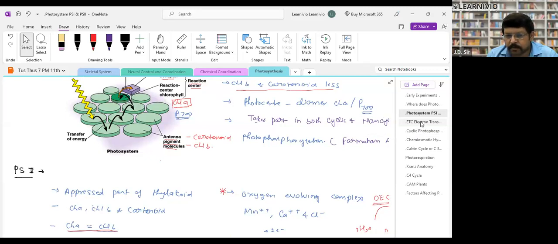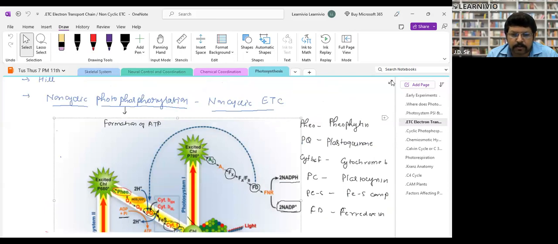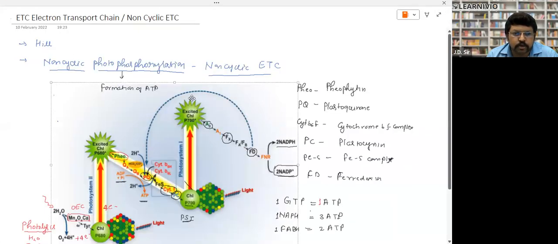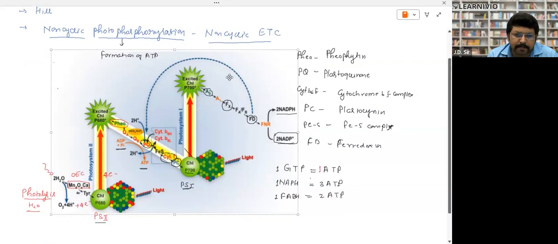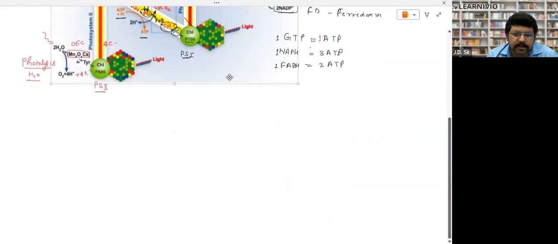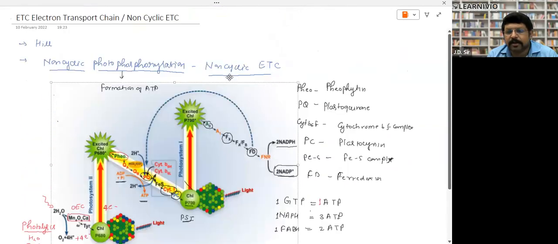Yes, sir. Okay. This was the light reaction. Now come to the electron transport chain. The electron transport chain, or ETC, is of 2 types, cyclic and non-cyclic. Non-cyclic is where the electron starts its journey and then does not come back. In cyclic, the electron starts its journey and then comes back to the same point. Here you have to cram it.